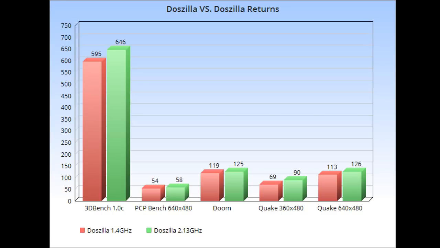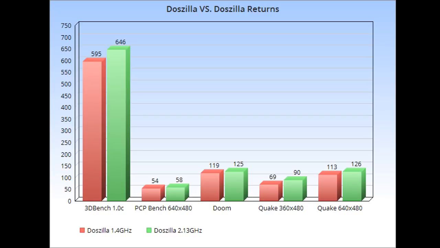We're comparing it with the original Doszilla that was running a 1.4 gigahertz Thunderbird chip. Of course, Doszilla Returns is with that Savage Extreme card, and we're running a 2.133 gigahertz Barton core XP chip. That's with the 512 kilobytes of L2 cache. Okay, so let's look at some of these numbers here. The red is the original Doszilla. For such a bump, you would think these numbers would be higher.